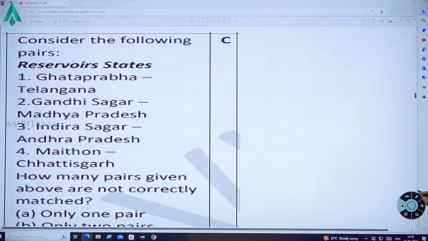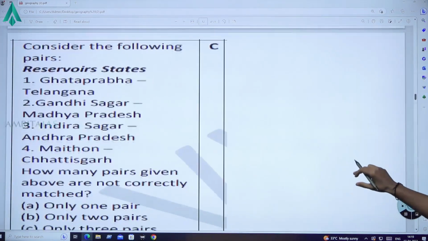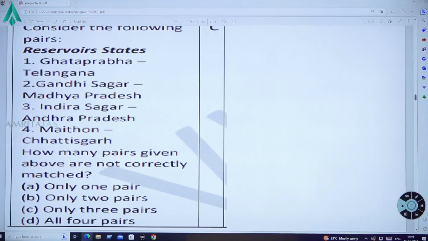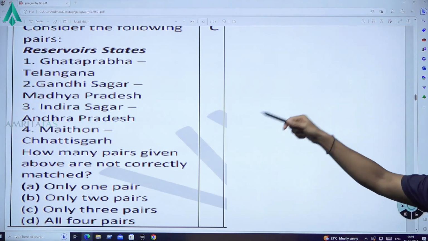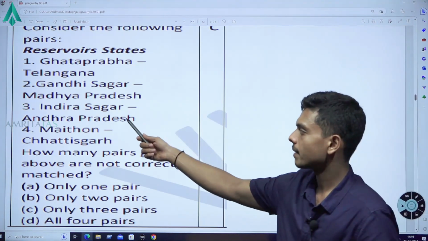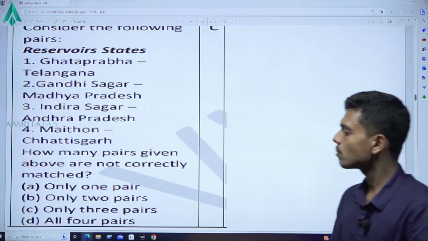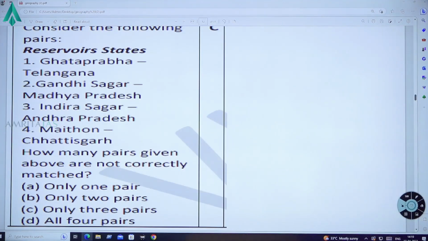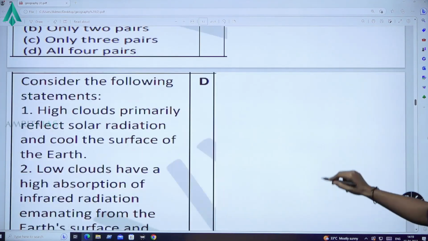Again, rivers. So among Indian geography, rivers is one thing which you cannot avoid. So these things, Ghattaprabha River, Gandhi Sagar, it's a dam. They have mixed up river, dam, Indira Sagar Reservoir again, Maitan Dam. So major rivers and their dams and any power projects, anything associated with that.